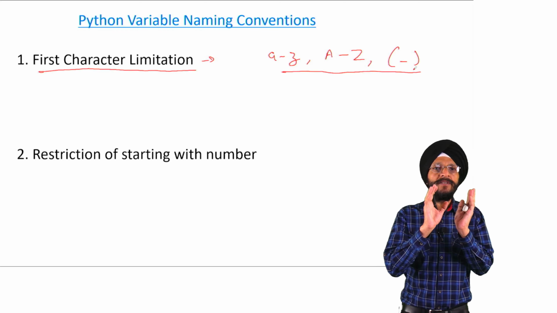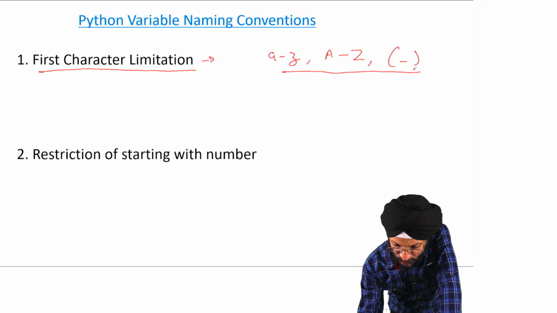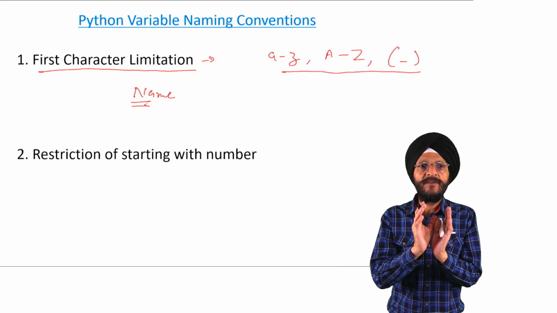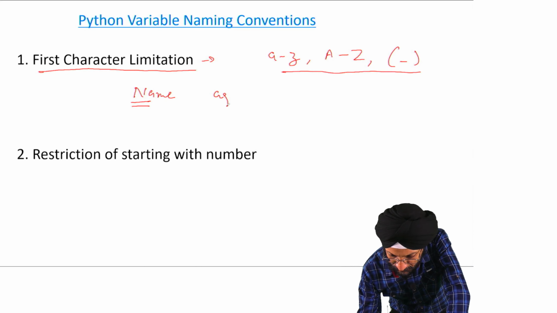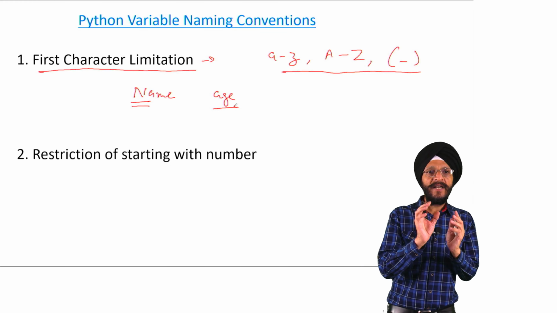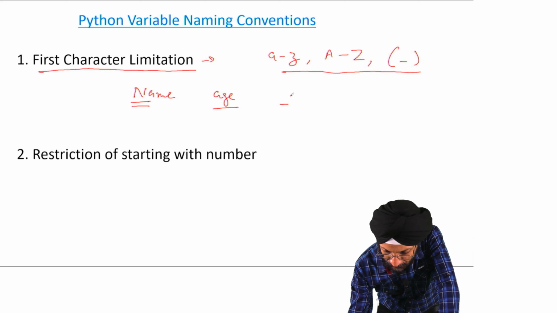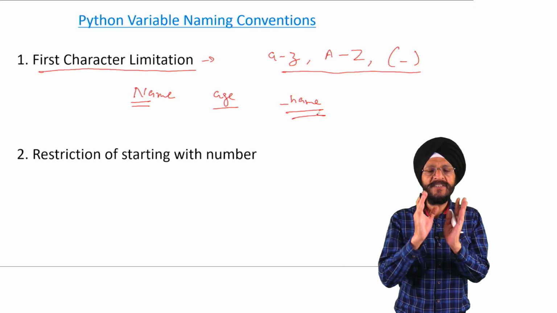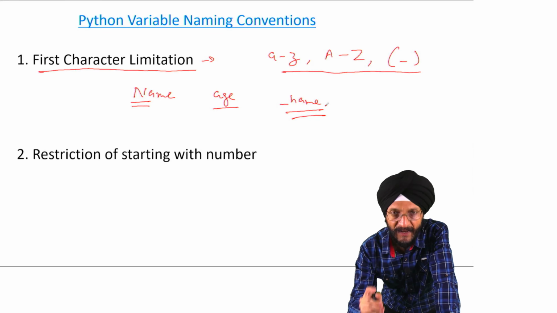Here we will give some examples of valid variable names in which the first character has been shown. For example, this is Name. Here the first character of the variable name, N, is in uppercase. Here you will see that the first character is in lowercase. Here you can see that the first character in the variable name has been started with an underscore. All these are valid variable names.